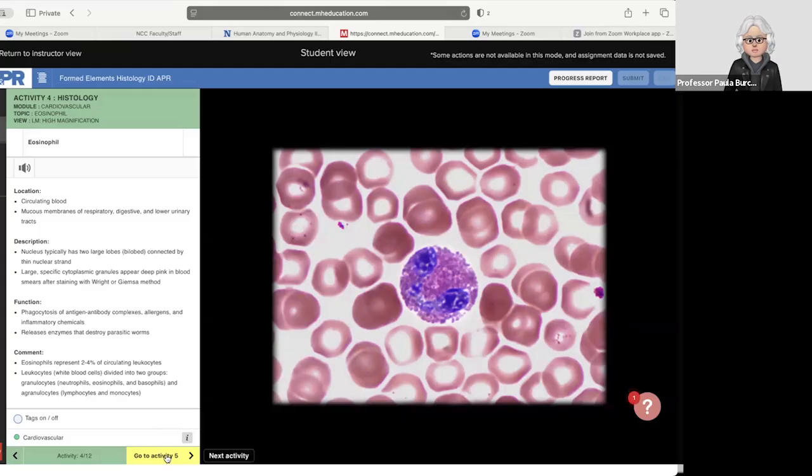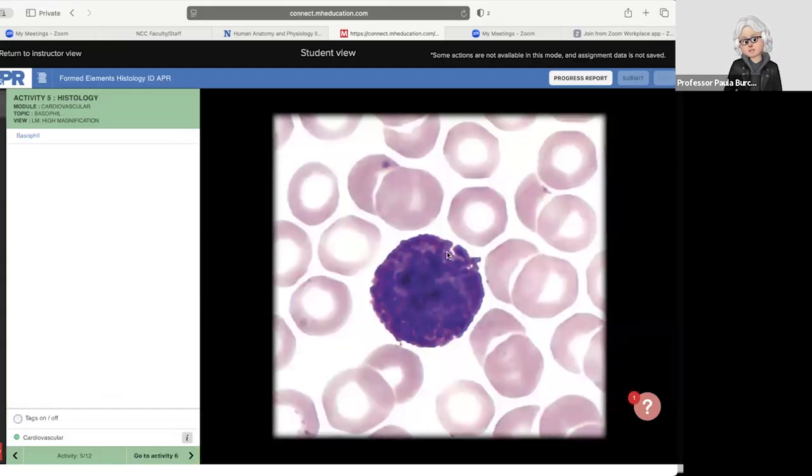Now we're going to go to the next one. I like to describe this as a fuzzy ball. Usually you can't even see the nucleus, so I don't really worry about the shape of the nucleus because I can't see it and it's not going to help me identify it. But if I see a fuzzy ball, that is going to be a basophil. So I go over here.